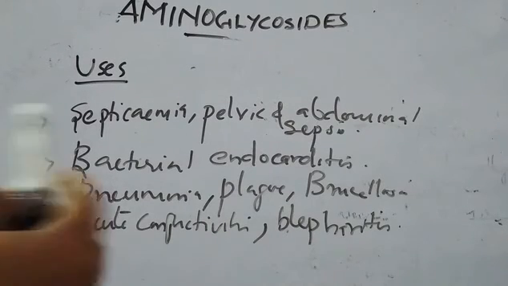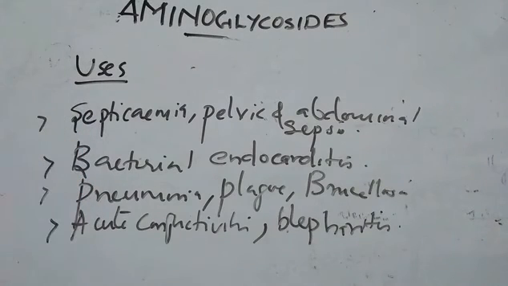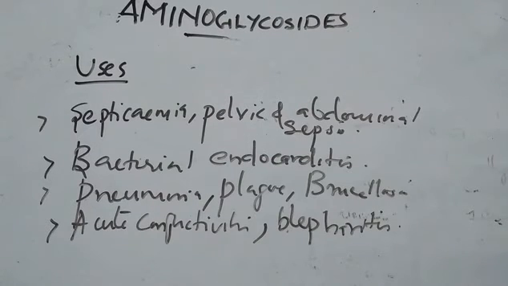Septicemia is usually the presence of a large amount of bacteria in the blood, and that is called septicemia. And for sepsis of the pelvis as well as the abdomen also, we can give aminoglycosides.